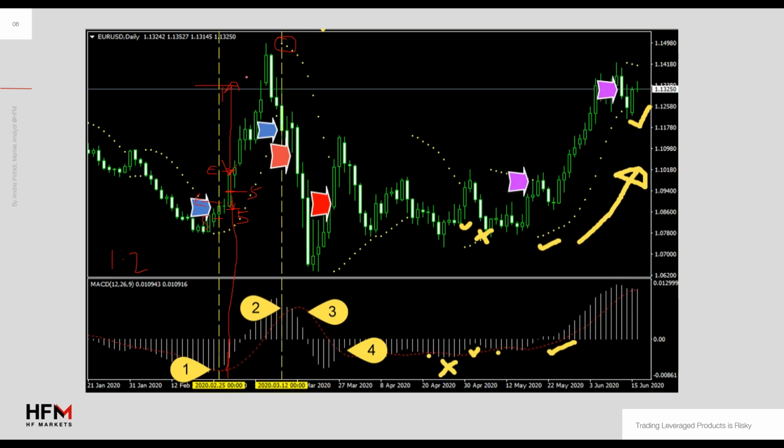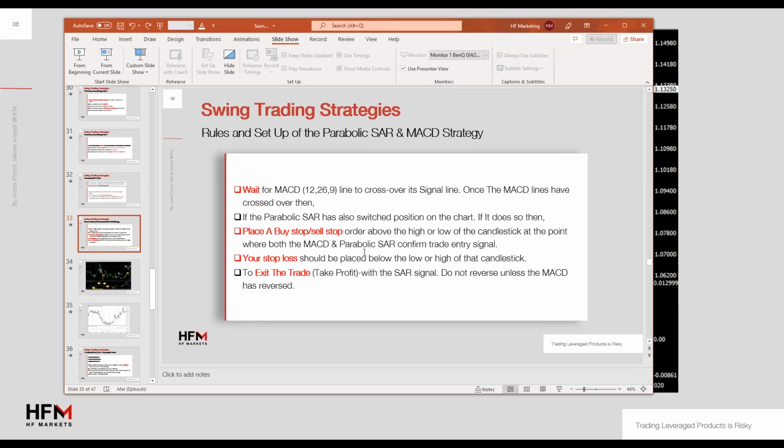That's fair enough, but you need to place also your own targets. That's up to you. If you have your own exit strategy, your own risk management strategy, you can place your target accordingly. But based on the strategy that I'm presenting today, a nice stop loss area will be the low of the candlestick if you are in a buying position, and a target level could be as soon as parabolic SAR changes direction. Remember, do not reverse unless the MACD has reversed.